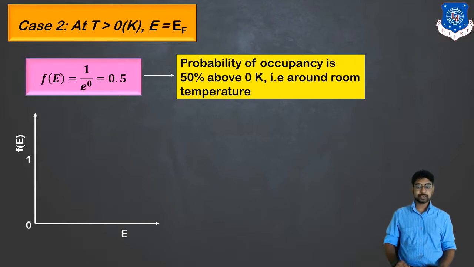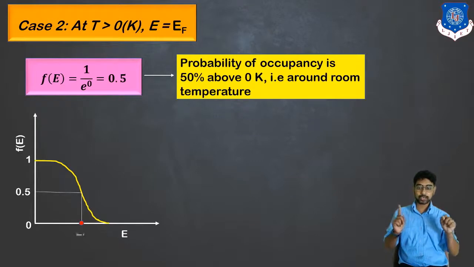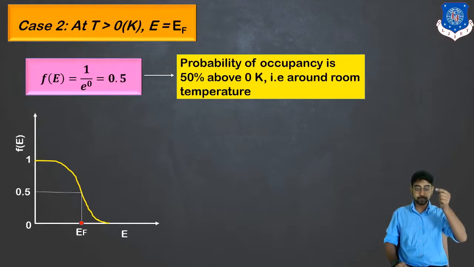We can see from the graph that this is the ideal condition, that is Fermi function 1, and at the energy level E equal to 0. Now in this case, what is the probability? It is 0.5. So at room temperature, the probability of occupancy of an electron would be 50%. It may be there, it may not be there. That is case number 2.